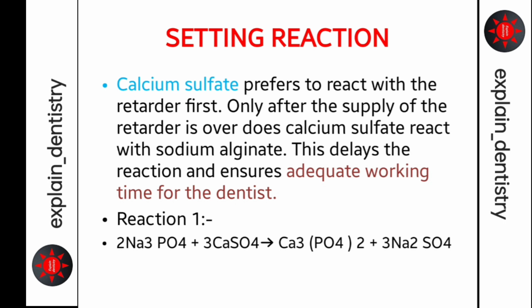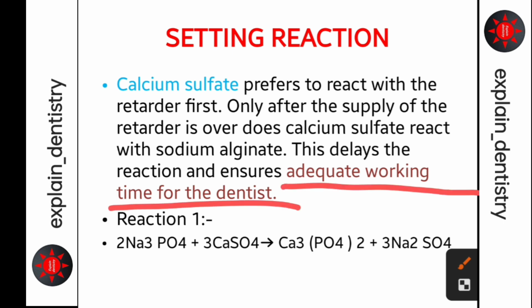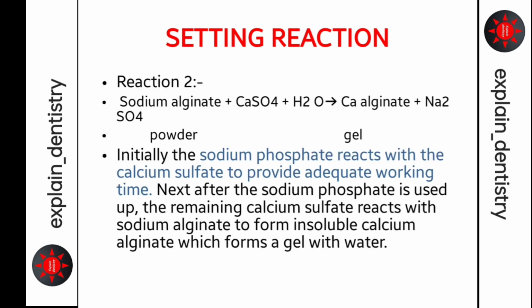Then the setting reactions. Calcium sulfate prefers to react with the retarder first. Only after the supply of the retarder is used up does calcium sulfate react with sodium alginate. This delays the reaction and secures adequate working time for the dentist. Then reaction number 1 is here. Then reaction number 2, sodium alginate reacting with calcium sulfate and water. So calcium alginate is forming and sodium sulfate is forming.